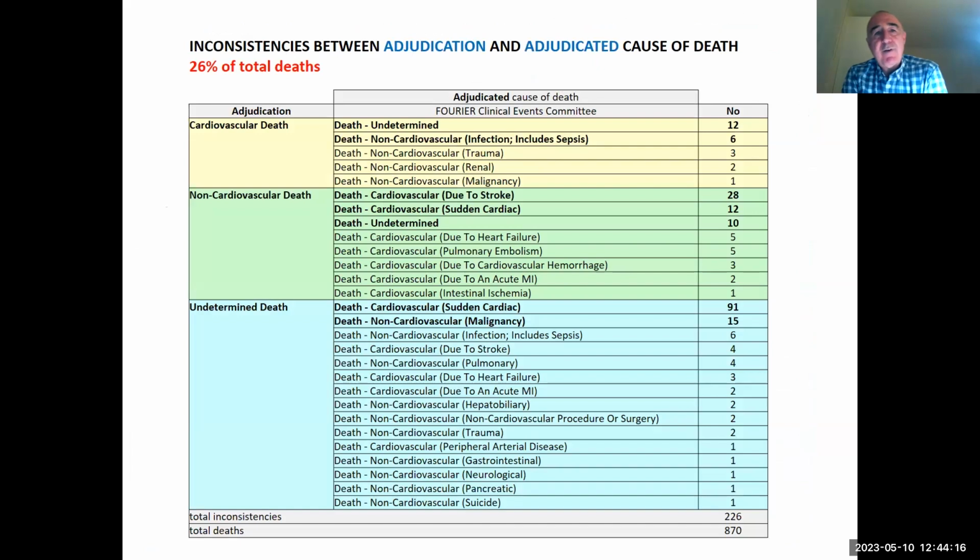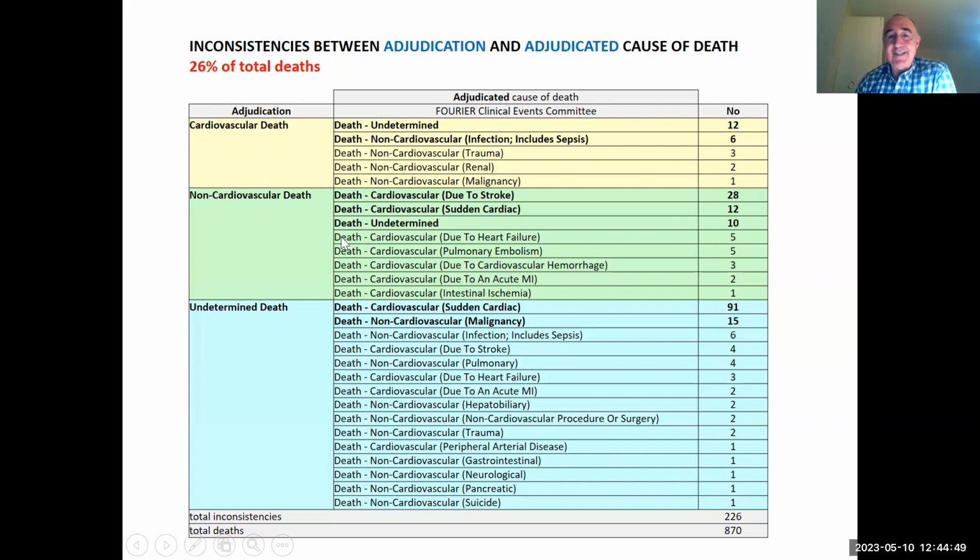And what did we find? Well, what we found was first that in as many as 26% of total deaths, we found inconsistencies between the adjudication and the adjudicated cause of death. This means that in cases where the death was said to be cardiovascular, at the same time, it was said to be undetermined or non-cardiovascular.